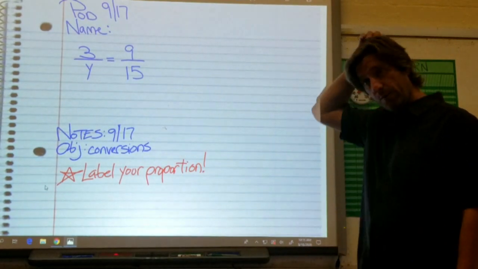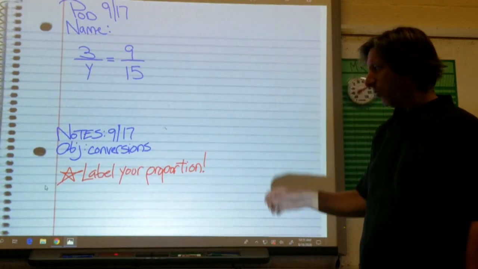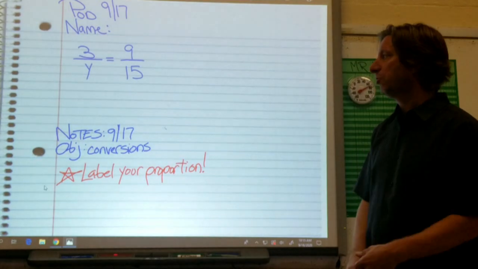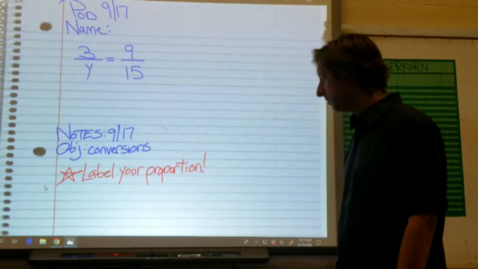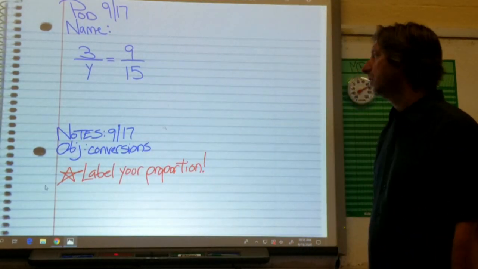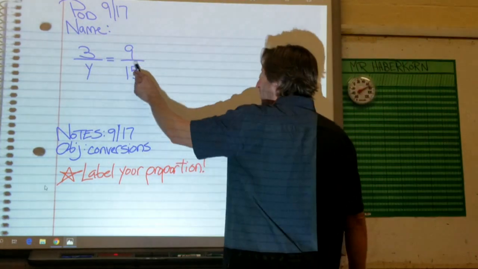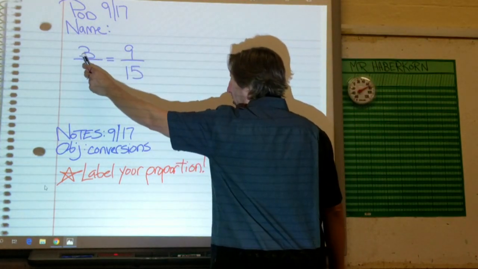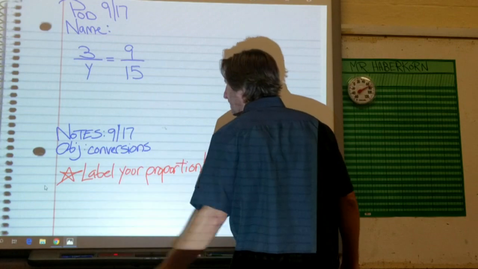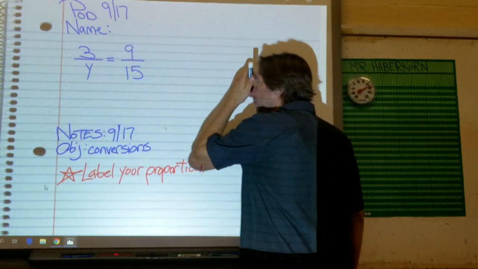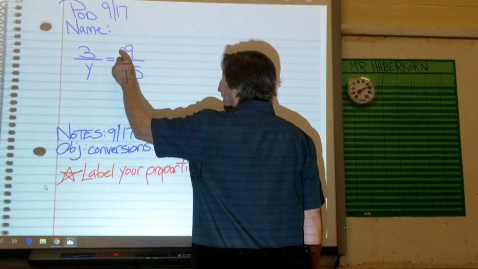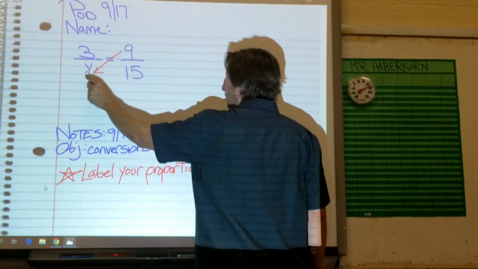All right, so today is going to be a little bit harder, but not too bad. We're still sticking with proportions. So let's take a look at this proportion. We want to find 3/y equals 9/15. What fraction with a 3 on top is equal to 9/15? So what we do is same as every proportion. We cross multiply. And I like to do the variable first.